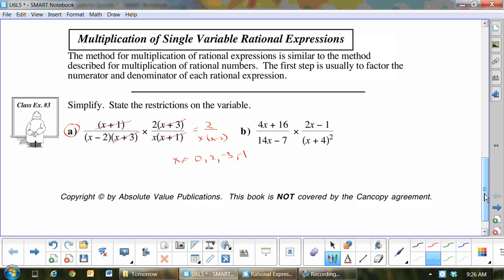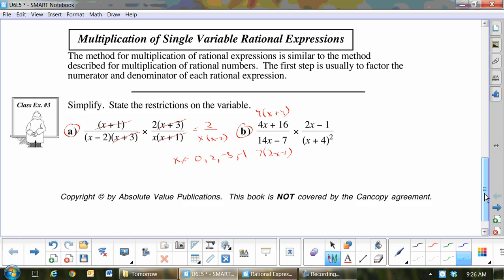Okay, now B, a little bit more in depth because they're not just going to give you it nicely factored, but we can do that. So 4x plus 16. Remember, always see if you can take something common out. We can take out a 4. So that would be x plus 4. Okay? How about 2x minus 1? Anything there? No. How about 14x minus 7? Take out a 7. That's 2x minus 1.